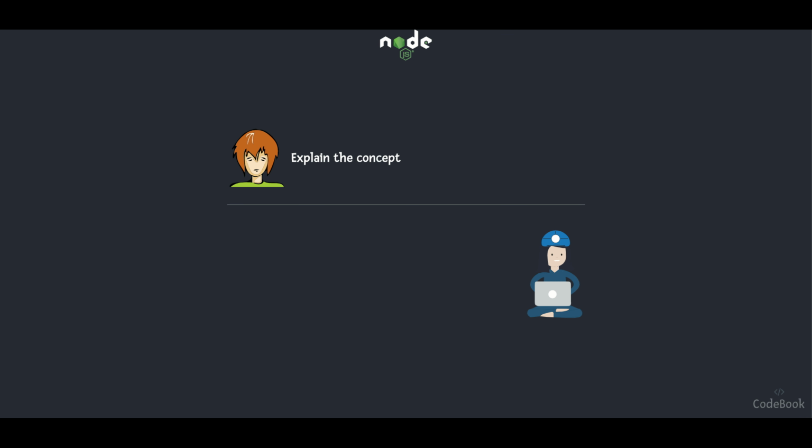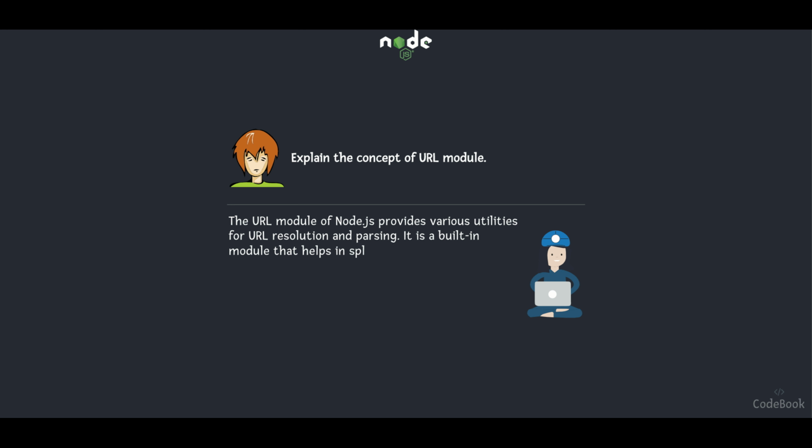Explain the concept of URL module. The URL module of Node.js provides various utilities for URL resolution and parsing. It is a built-in module that helps in splitting up the web address into a readable format.